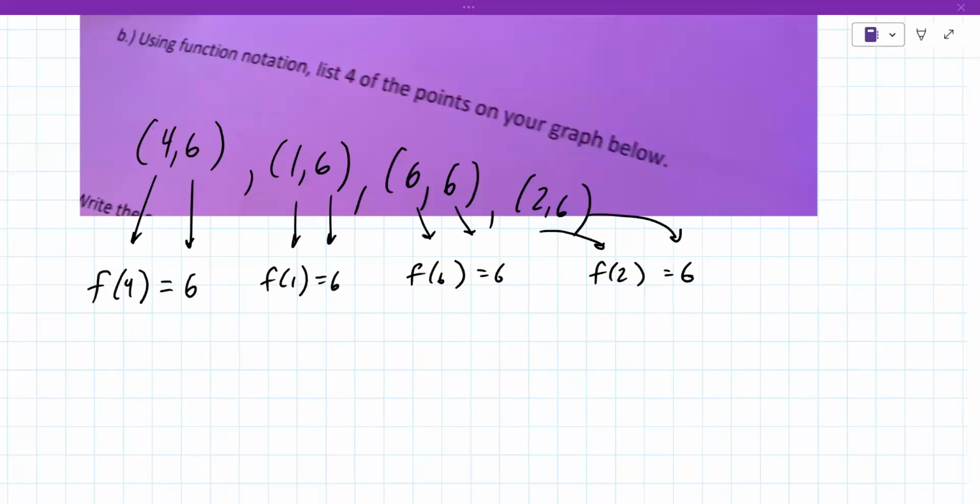All right, really quickly here, I'll just give you part C because we've kind of already done it. The equation is y equals 6. You could probably do parts D and E, but we are unfortunately out of time.